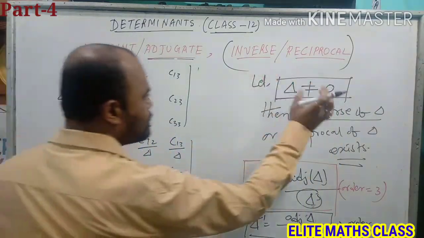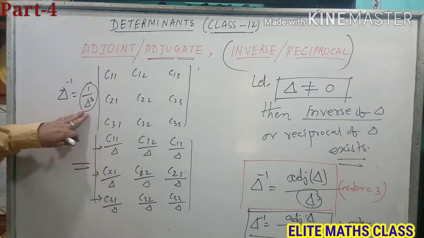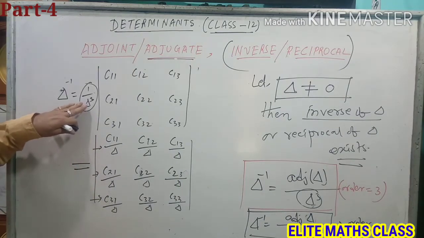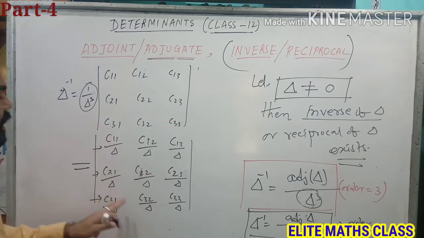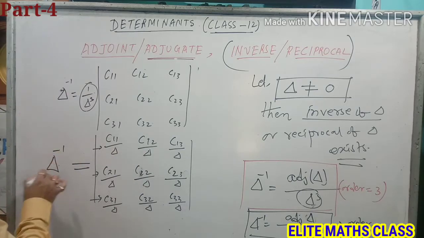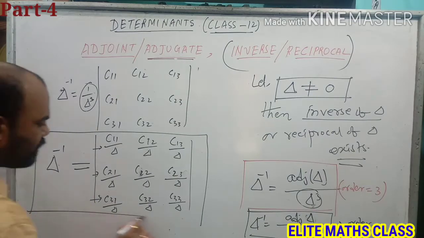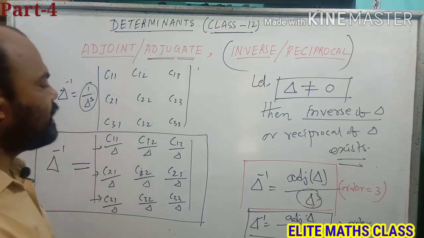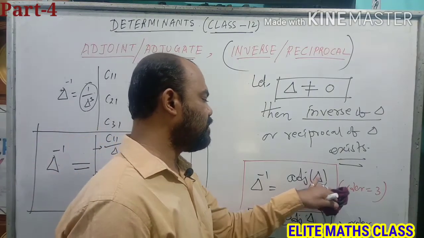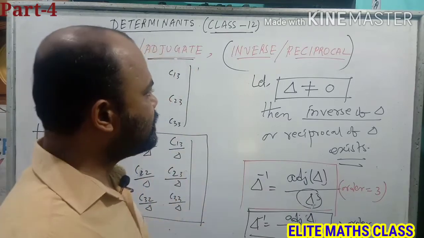Now see why this condition is necessary. Here, according to the scalar multiplication of a determinant, we can divide each element by del. So if del is 0, then each element will be undefined. That's why the condition is very necessary for defining the inverse of a determinant. So this is the definition of inverse of a determinant. That is, what is the definition? It is adjoint of del by del cube. Del means the value of the given determinant. So hope this is clear.